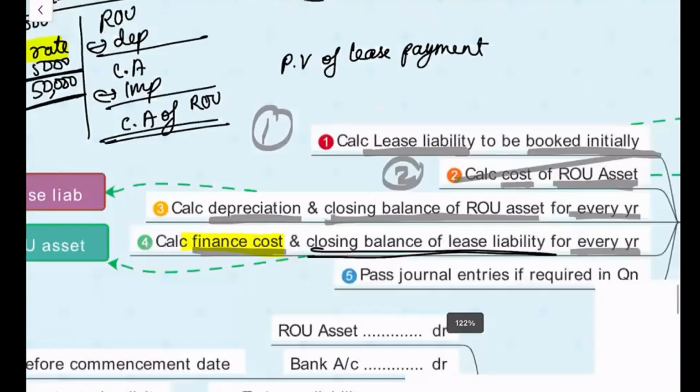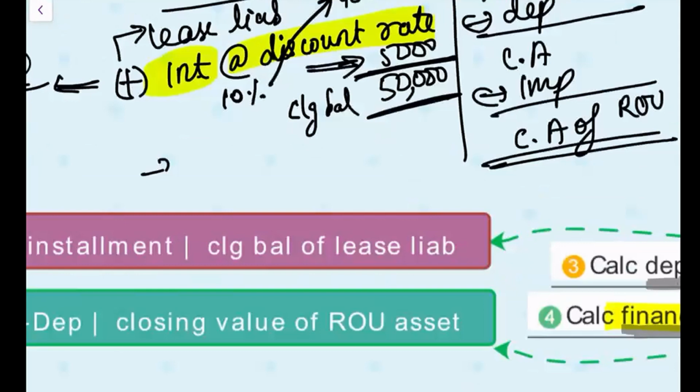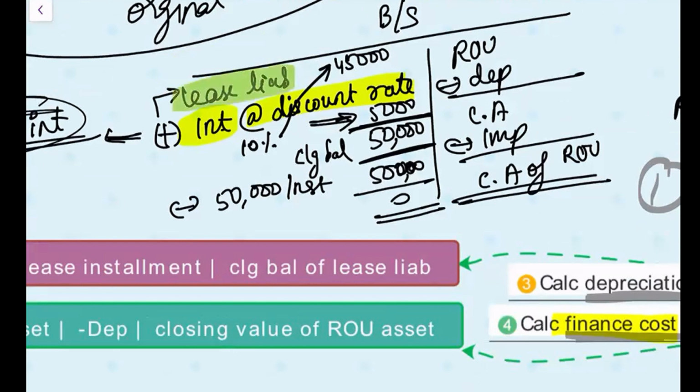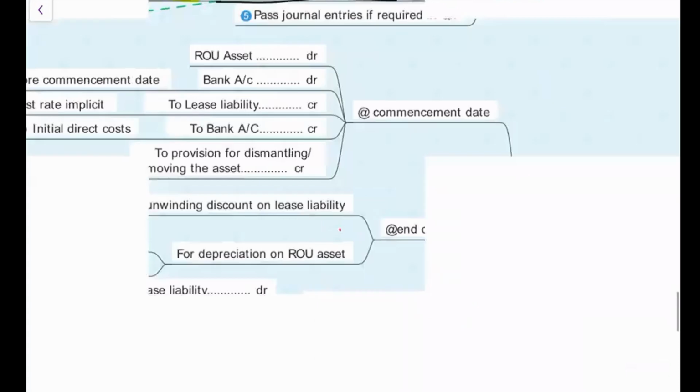And then, if there is any installment that you are paying, suppose every year again you are going to pay 50,000, so you minus 50,000 of installment, and your lease liability is going to become 0. Okay, so I hope you understood this. So for lease liability, you will first write the lease liability. Every year you will unwind the interest, add the interest at the discount rate, and then you will minus any installment paid, or any lease payment paid. I'll make you understand how you have to do that.